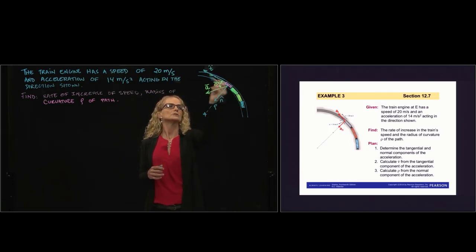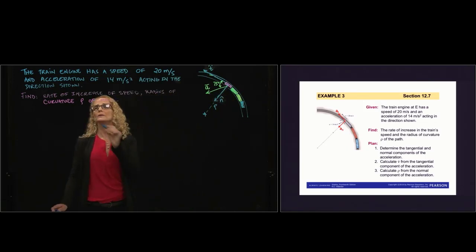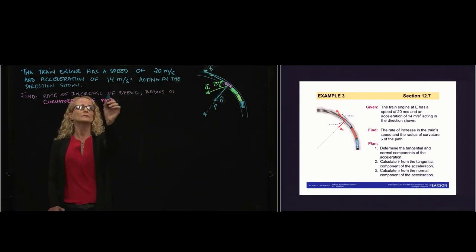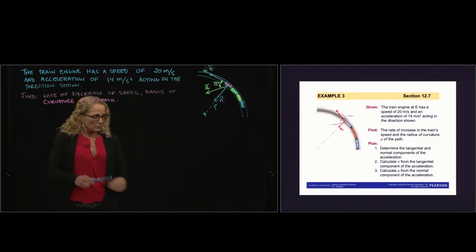So we have the tangential and the normal, and we describe those directions with a unit vector, tangential vector and normal vector. And we want to find the rate of increase of speed and the radius of curvature of the path.